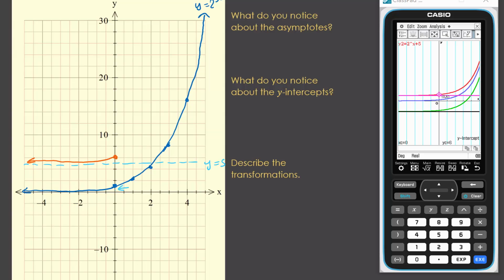And then at 1, it's going to be just here. And it's going to keep going up like that. So when x equals 2, it's going to be 4 add 5, which is 9. So I got that point slightly wrong. At 3, it would be 8 plus 5 is 13. And it's going to go off up there like so.